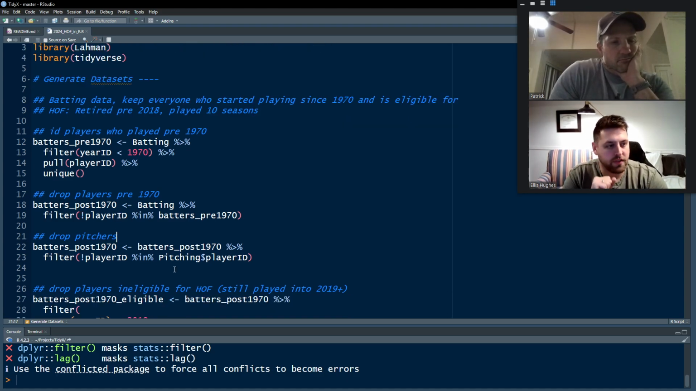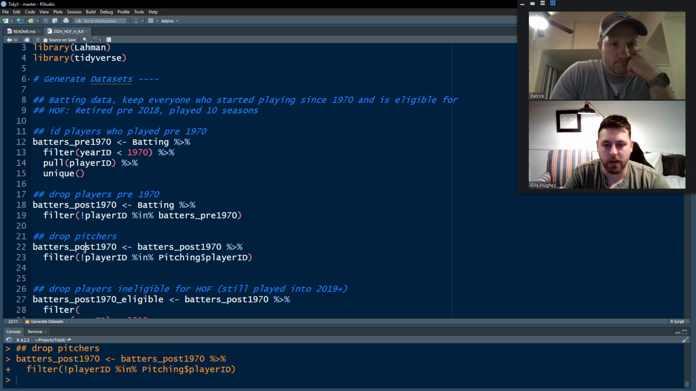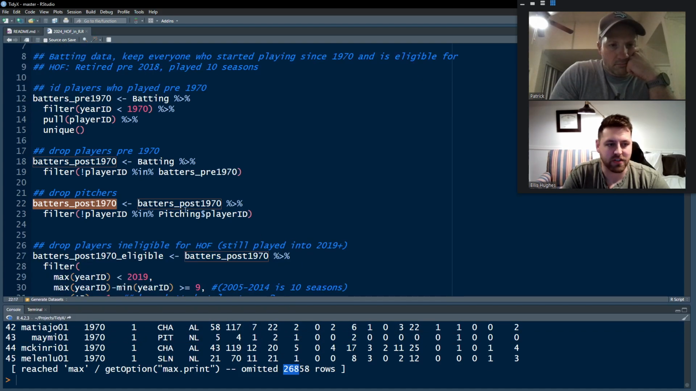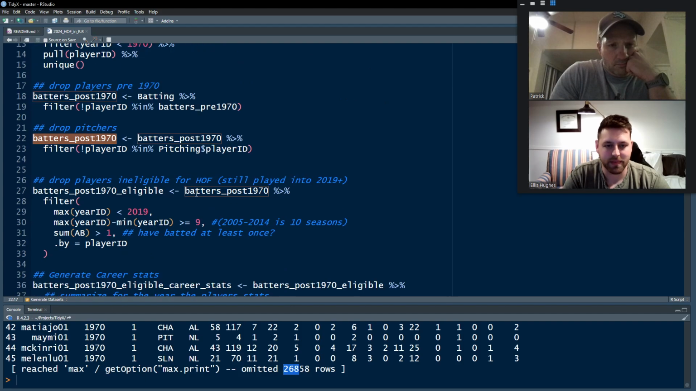Then I'm also going to remove the pitchers because they don't tend to have great batting statistics, and we're looking just kind of at batting stats in this situation here. So we're going to, again, take batters post 1970, filter them to keep all the player IDs that are not in the pitching data set, and remove those guys. So now we end up with how many of that? 26,000, nearly 27,000 batters from 1970 on.